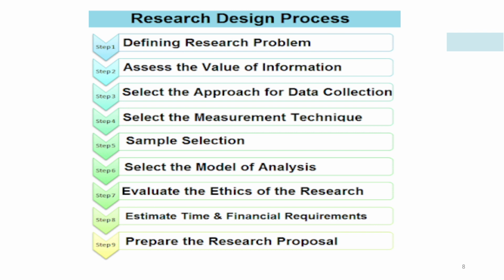The sixth step in the research design process is selecting the model of analysis. Researchers select the model of analysis or the technique of data analysis before collecting data. After this, the researcher evaluates the technique using hypothetical values to ensure that the measurement technique would provide the desired outcome regarding the research problem.